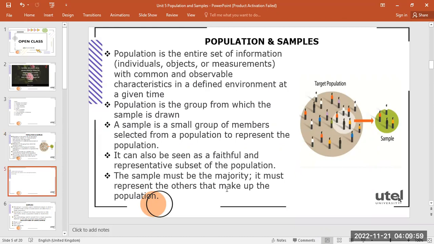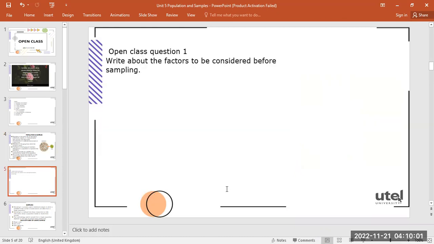Now, before we proceed, permit me to share the first open class question. The first open class question says, write about the factors to be considered before sampling. In this assignment, I want you to use not more than a page, either one or two paragraphs, to highlight some of the factors that statisticians or researchers need to consider before carrying out sampling.